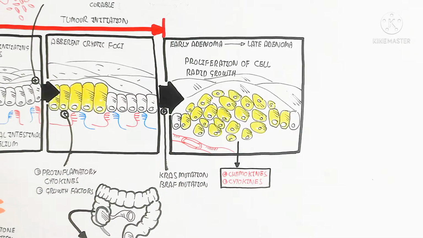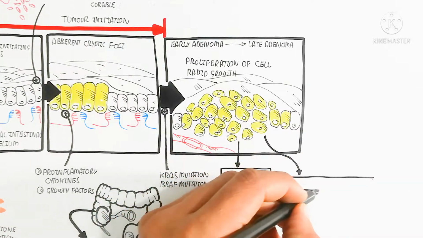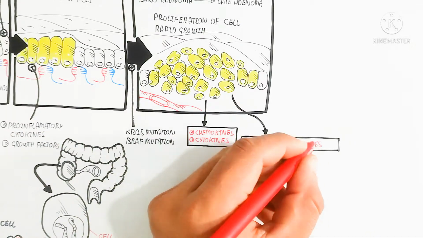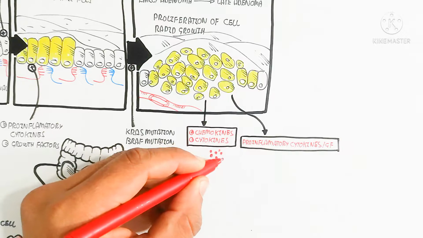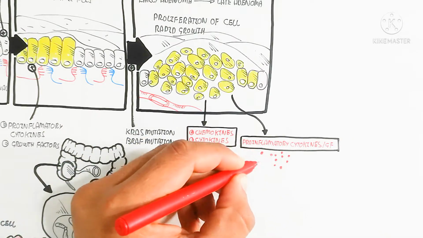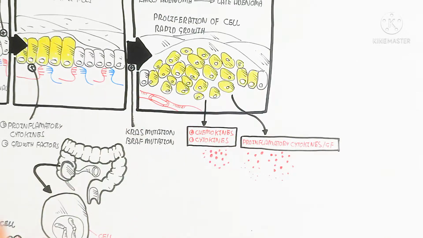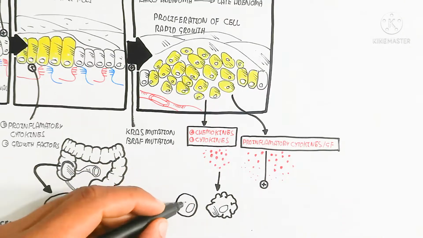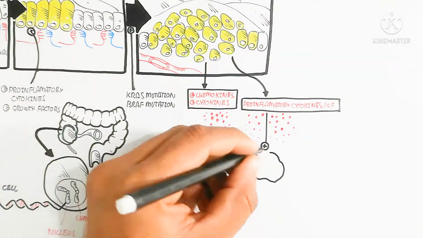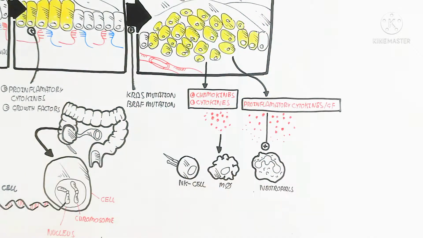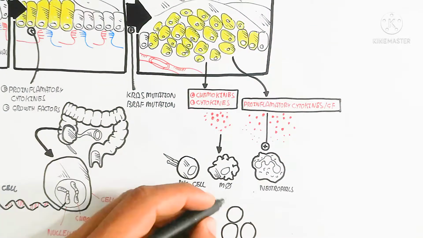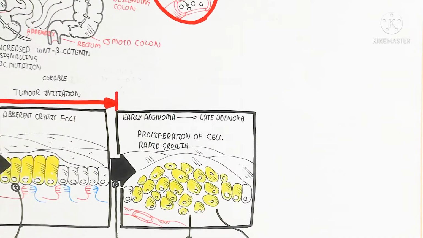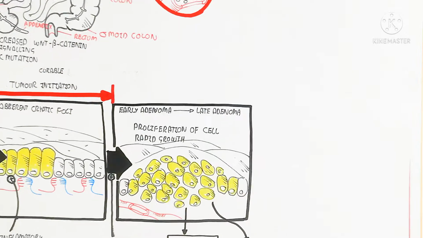So remember, the chemokines and cytokines will be produced, which proliferate and recruit natural killer cells, macrophages, neutrophils, dendritic cells, and monocytes, which later proliferate to produce more macrophages. In this way pro-inflammatory cytokines and growth factors are also produced for enhancement and more proliferation and differentiation, and the cell division will be greater in the adenoma cells, leading to late adenoma.